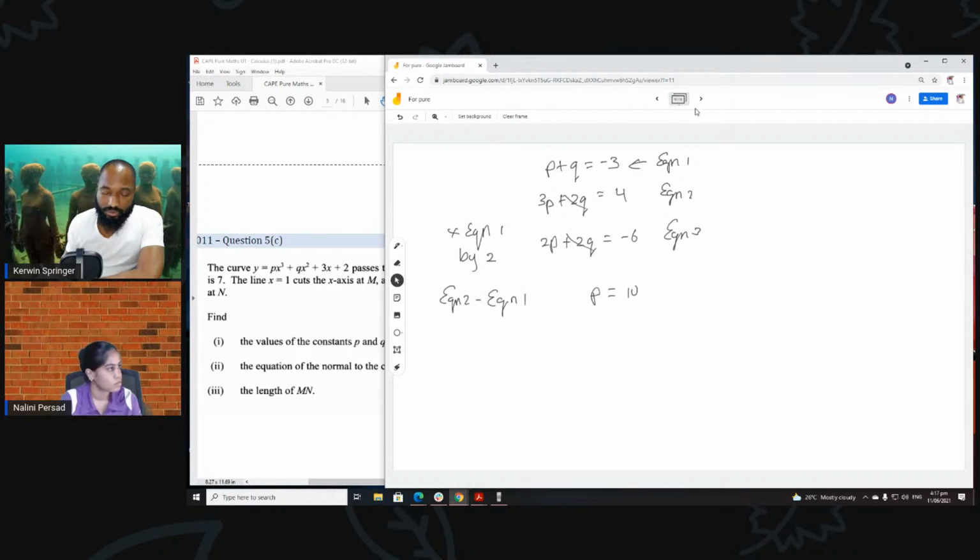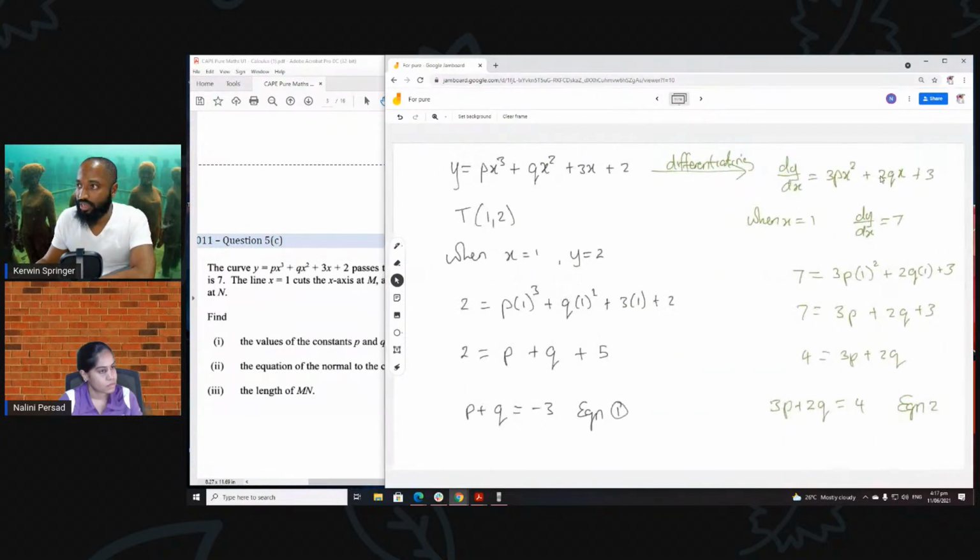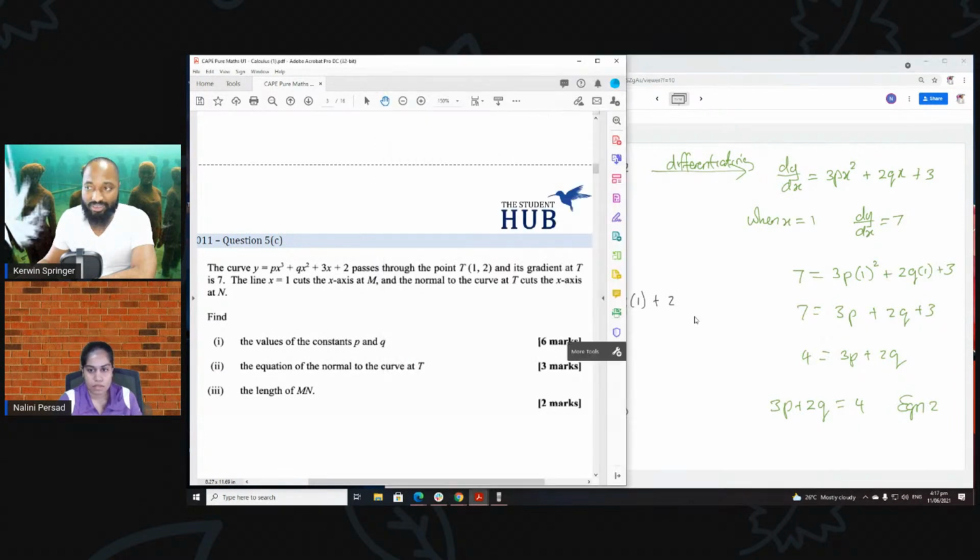And substitute p in equation 1, we'll get 10 plus q is equal to -3. So q must be equal to -13. So just like that, we found our answers for p and q, and that was 6 marks. 6 marks for a glorified simultaneous equations question. You had a small differentiation involved, and a little substitution involved here.